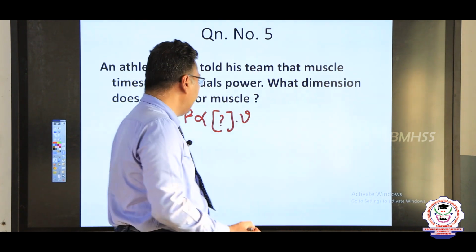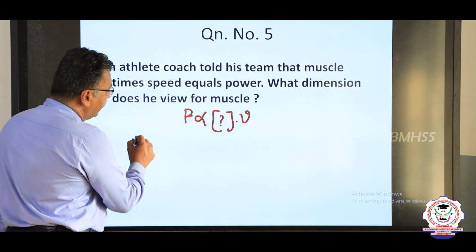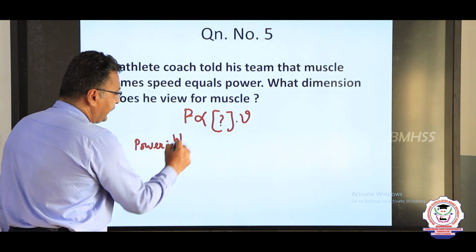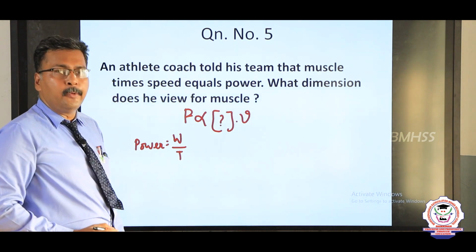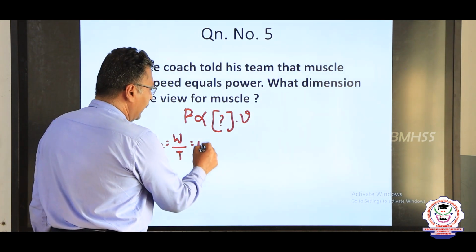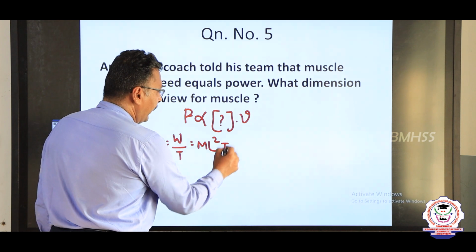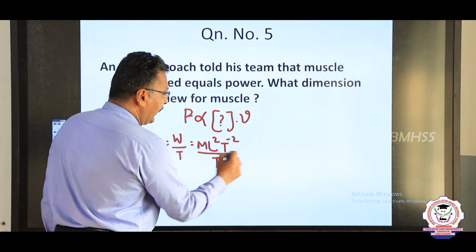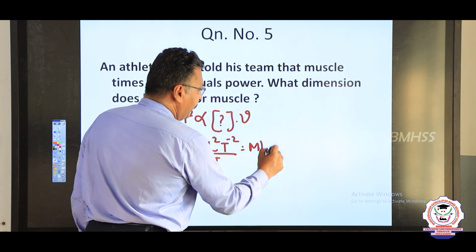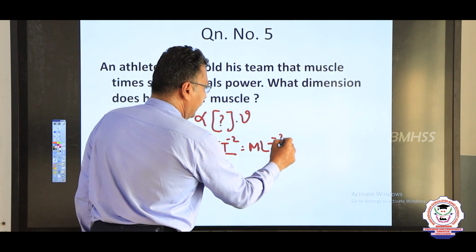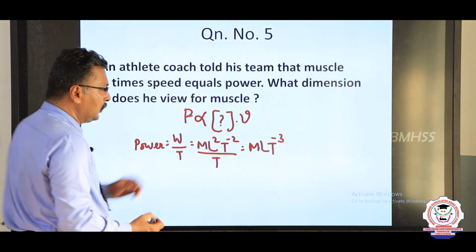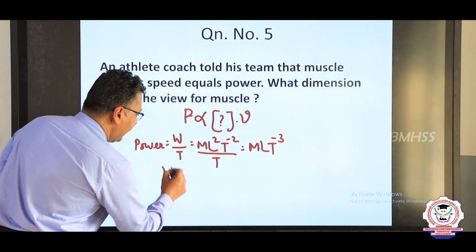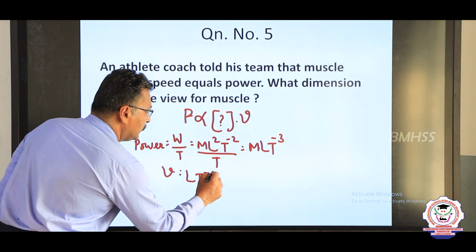What's the proportionality? So what is the equation for power? Power is equal to work done by time, rate of doing work. Rate of doing work is what? M L square t power minus 2 by t. So you get M L square t power minus 3. So this is equal to, velocity is L t power minus 1.